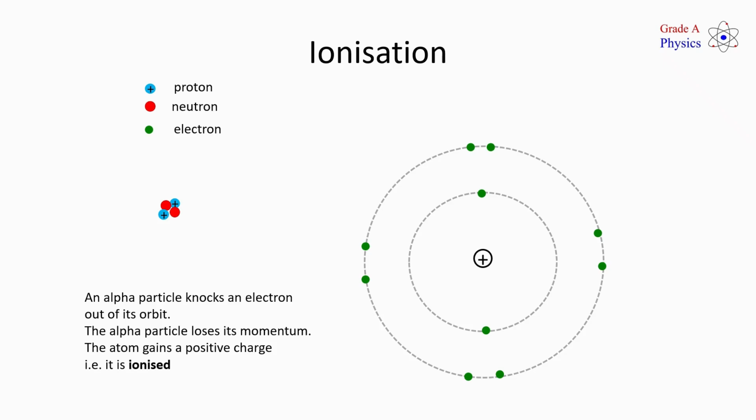Hi everyone, I'm going to explain to you in 5 minutes the basic principle of ionisation and how this links to the properties of alpha, beta and gamma.